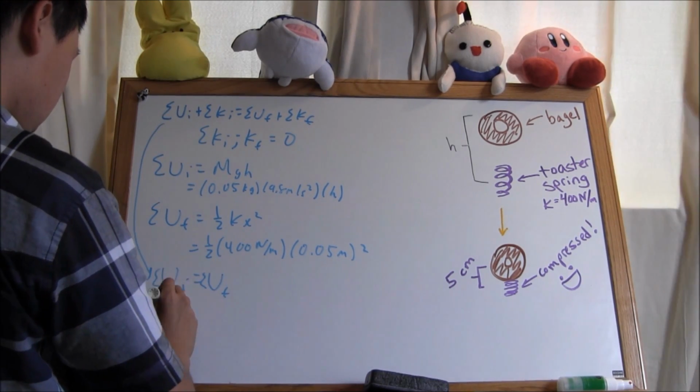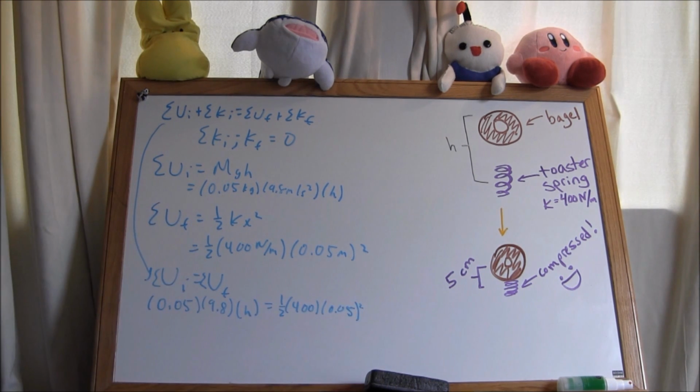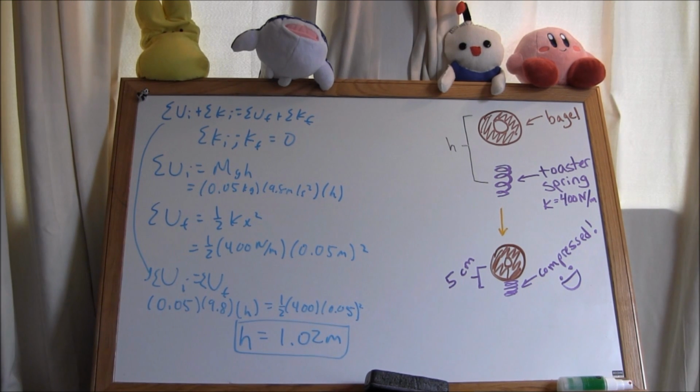Because we're converting gravitational potential energy to spring potential energy, we set the two potential energies equal to each other and solve for h, the height that the bagel was initially dropped. After completing our calculations, we find that the height that the bagel was dropped is equal to 1.02 meters.